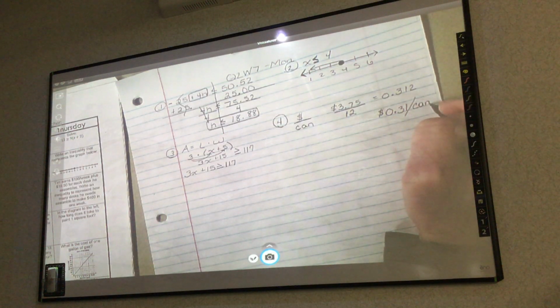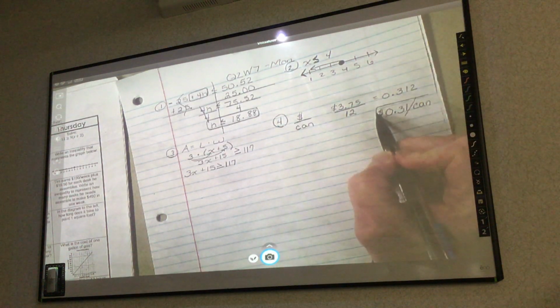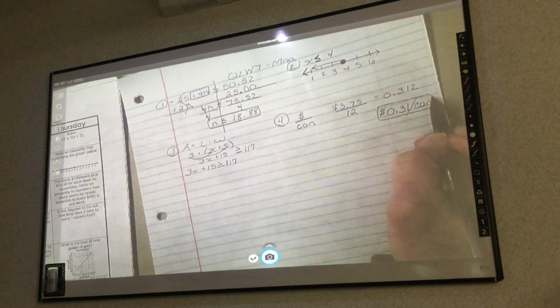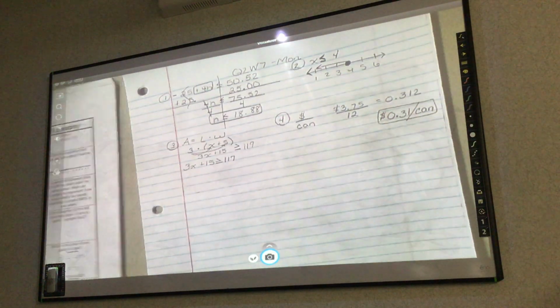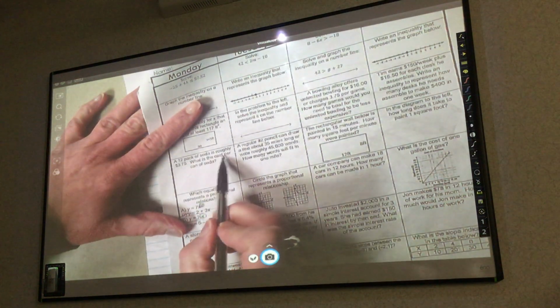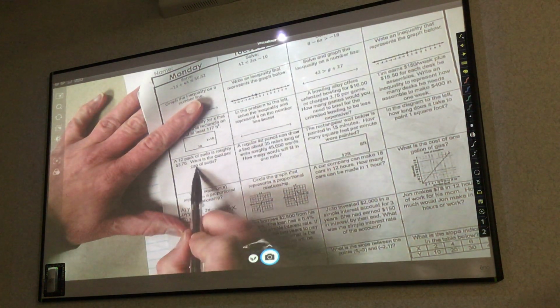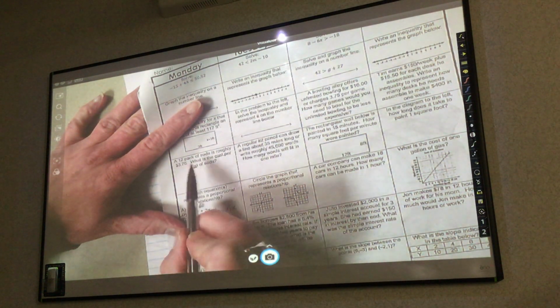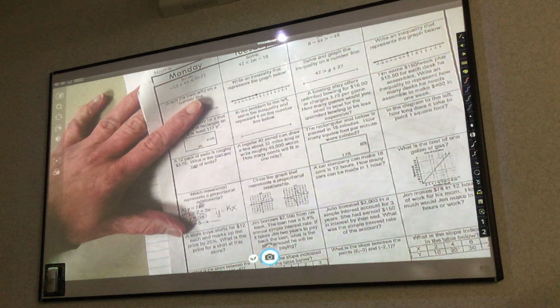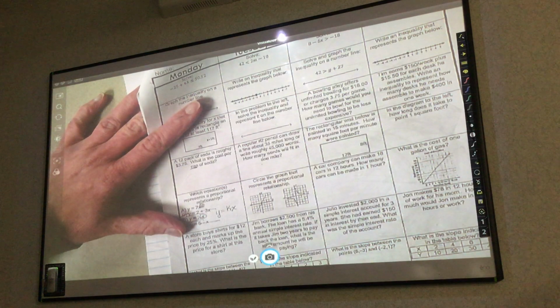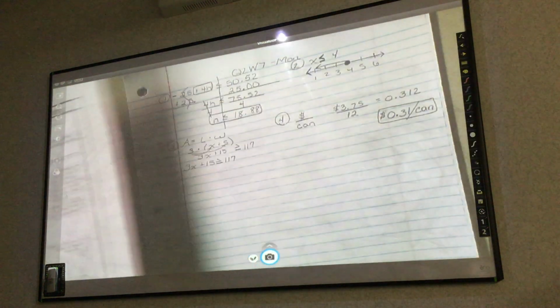Can. If you have per soda, that's okay. But get used to going back in your story problem, and if it says cost per can, I'm going to use what they give me in my story problem, okay? Alright, yes. I had a 3, but I wrote it too small, so I thought it was a 6, so I put 61.